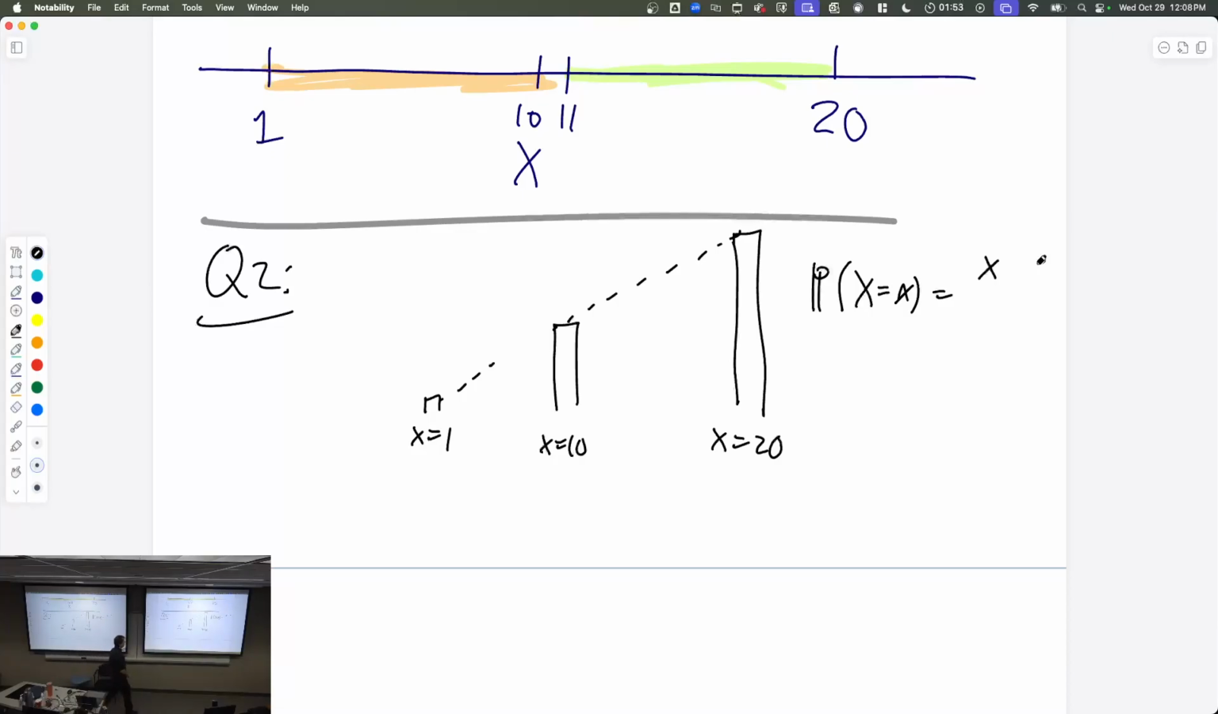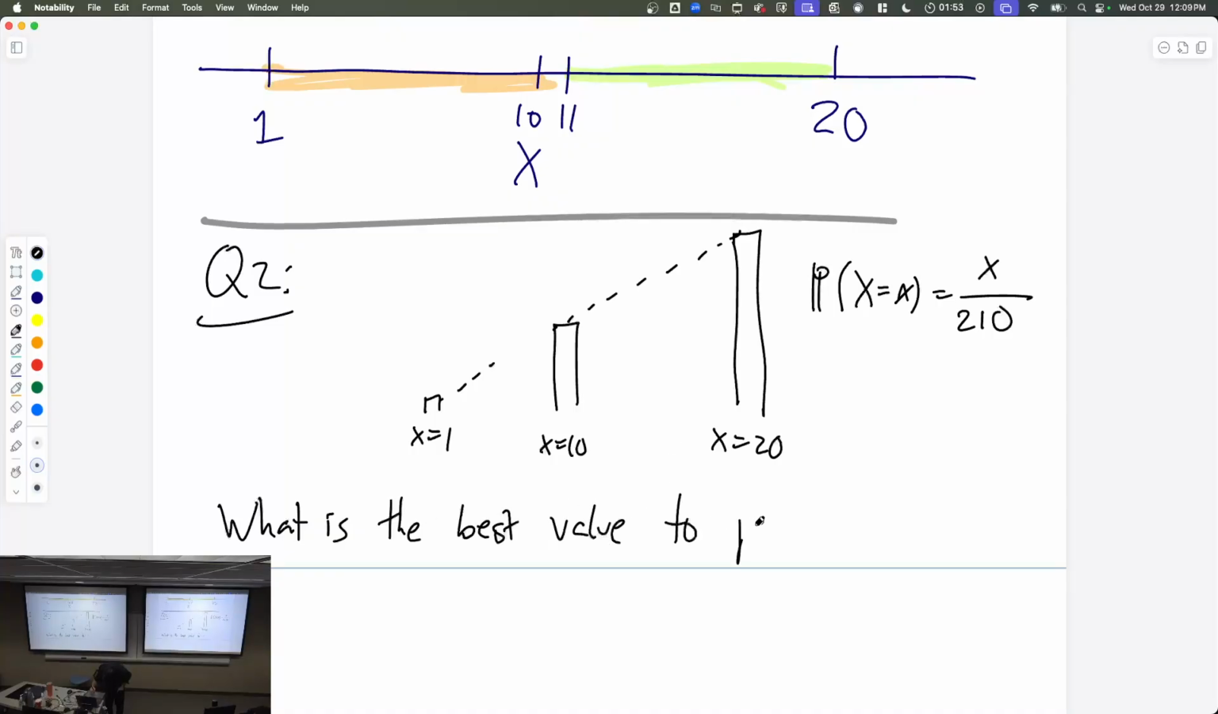It should be 1 plus 2 plus 3 plus 4 all the way up to 20, which is, what is that? It's 20 times 21 divided by 2, 210. Okay, good. So the probability that any number is chosen is x over 210. So the probability of any individual number is proportional to the number. There you go. And now the question is, what is the best value to put in our tree question?